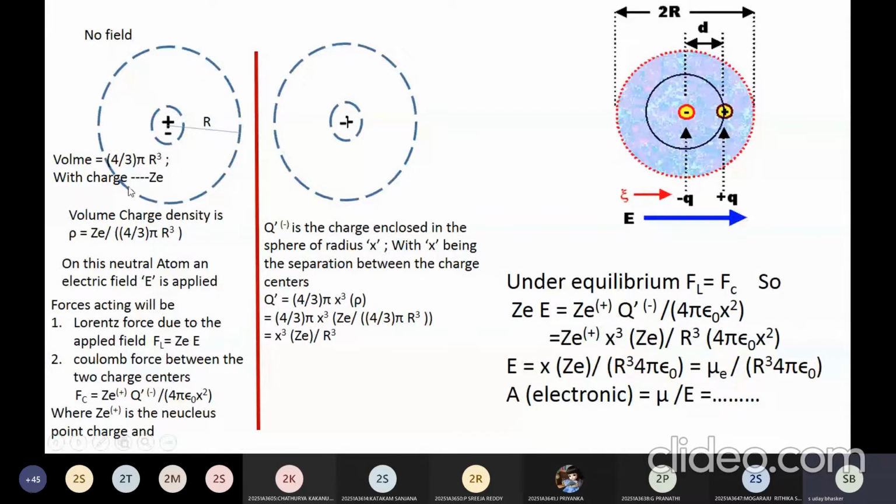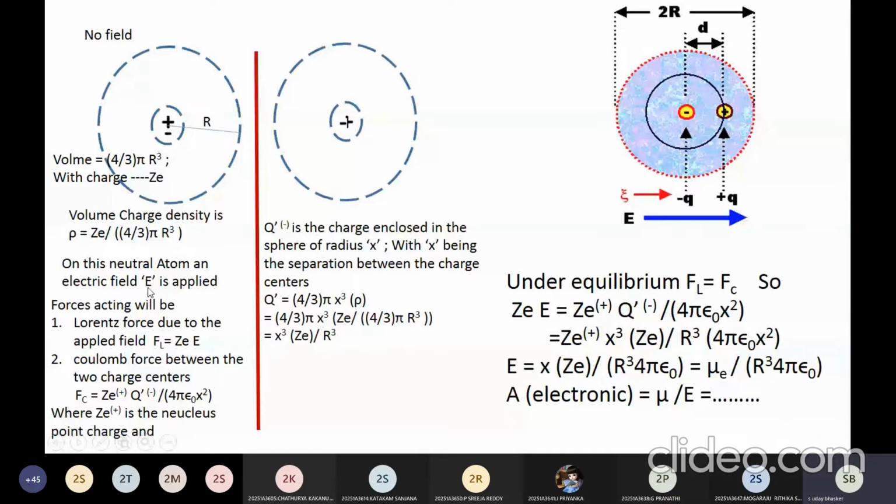Now if I consider this as a negative charge, then you'll have a minus sign over here, but for the time being, forget about the negative sign. So Ze amount of charge, that is electrons, are distributed in 4 by 3 pi r cube volume. So charge density is Ze by 4 by 3 pi r cube. Now this is a neutral atom. Why is this neutral? Because the positive charge center and negative charge center are at the same point.